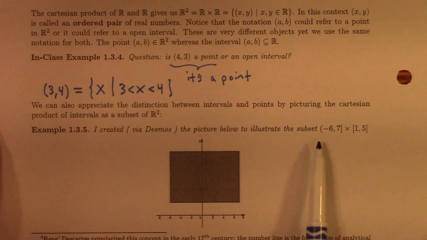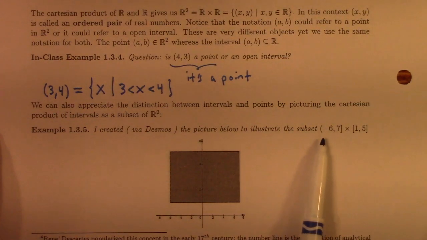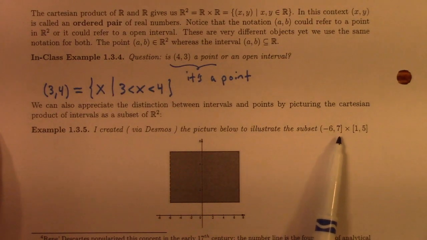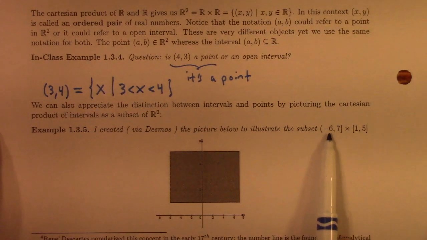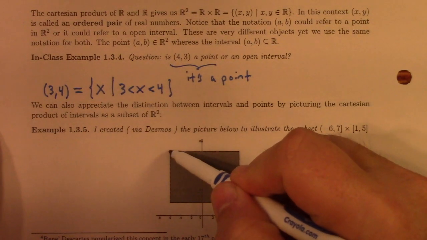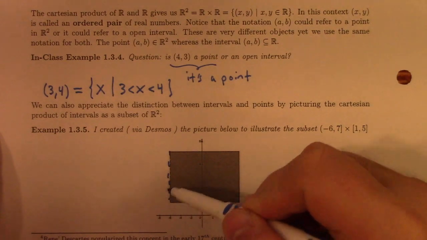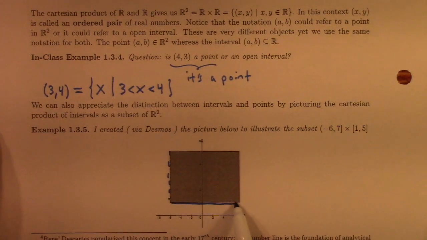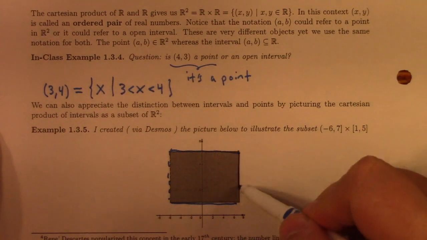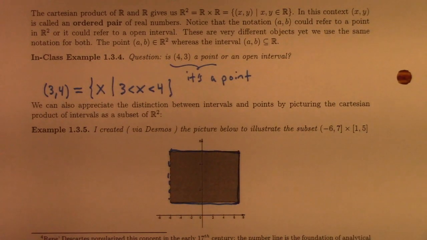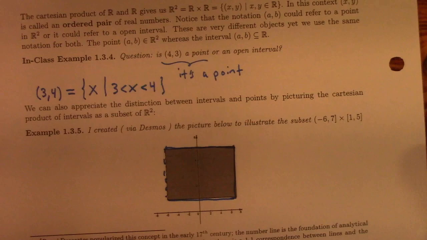Here's an illustration of the Cartesian product of the half-open interval -6 to 7 with 1, 5. Notice that the -6 for x is not included. See that dotted? It's dotted, whereas the other sides are solid because the other points are included in those intervals. All right, so you want to know how to create a rectangle? Cartesian product, that's how you do it. All right, so moving along here.